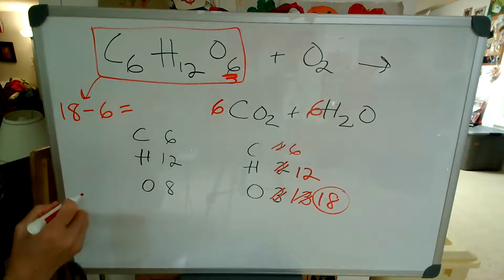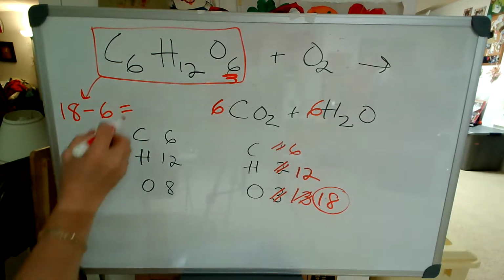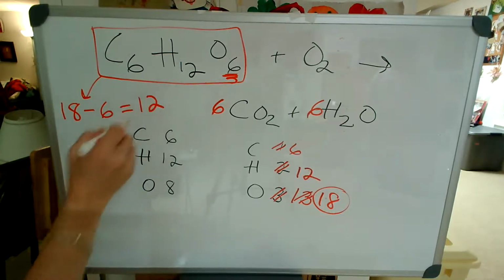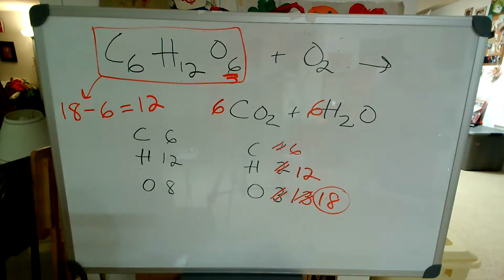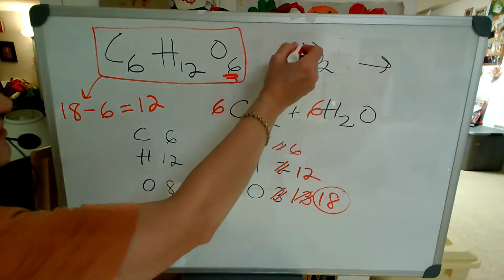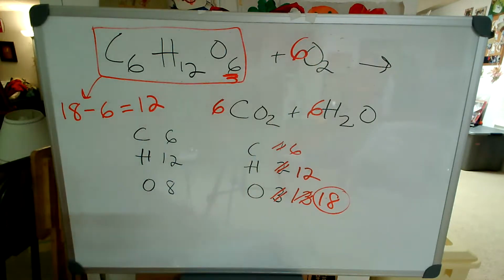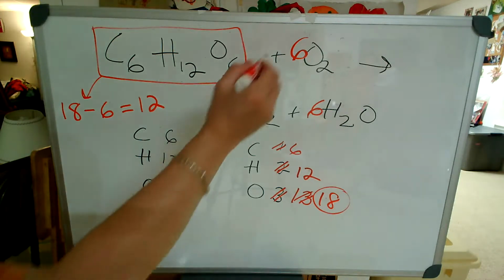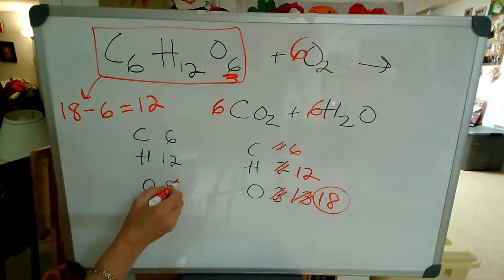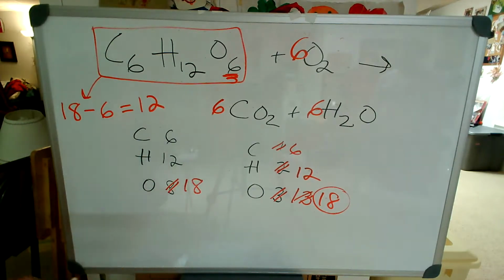When you do that, you're going to be left with, what is this? 12. 12. What you're going to do is make up the difference. So in order for you to get 12 more oxygens, you're going to put a 6 in front of the O2. So now you have 6 times 2 is 12, plus 6 is 18. So that's how you do reactions like that.